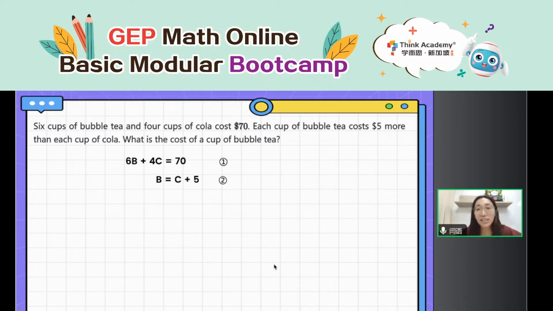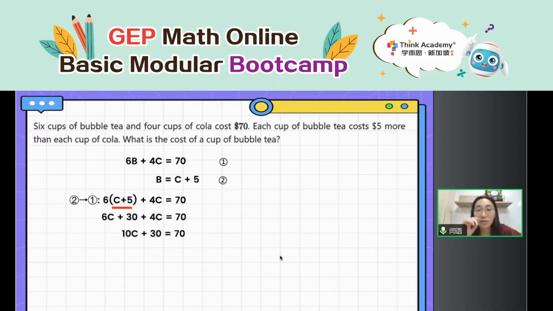Okay. Let's just build up the equation. 6b plus 4c equals 70. Yeah, good job. And then 1b equals c plus 5. So here, we just replace the bubble tea by the cola and the $5. Then you can get 6 bracket. Why do we put a bracket here? Look here, because it is for a whole part, okay? For the cola and the $5, you just take it as a group. To show this is a group, we need to add the brackets.